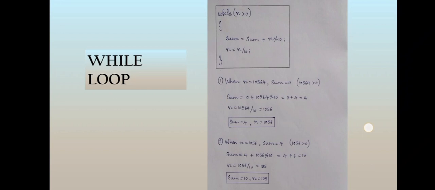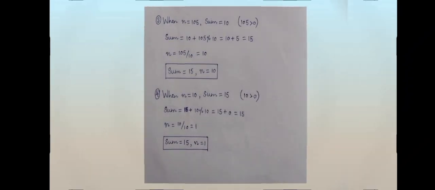Same process continues. Now the condition is checked, that is n greater than 0, 105 greater than 0, the condition is true. The compiler comes inside the while body. Now sum is equal to sum plus n modulo 10. Sum contains the value 10. 10 plus 105 modulo 10, which gives 15. So now the sum is 15 and n is n/10, which is 105/10. It gives the value 10. So sum stores the value 15 and n stores the value 10.